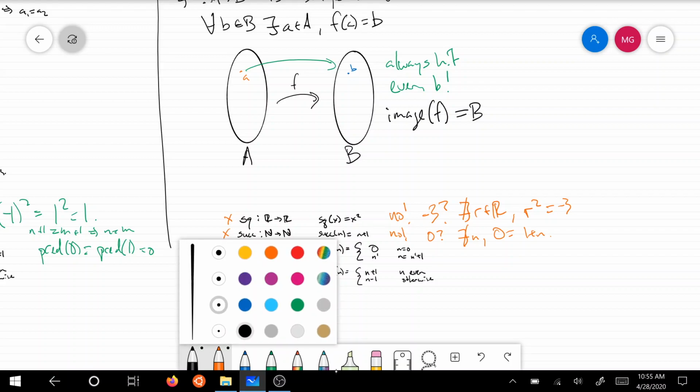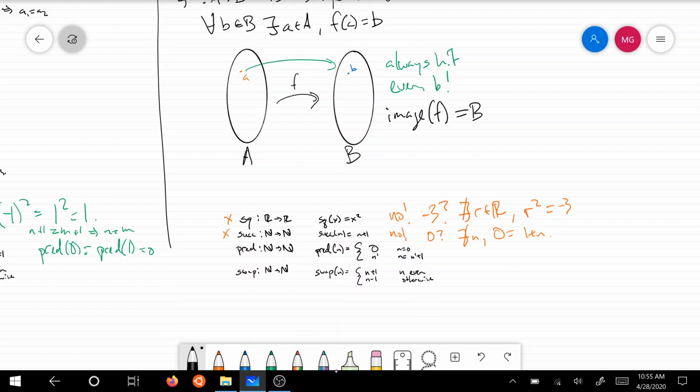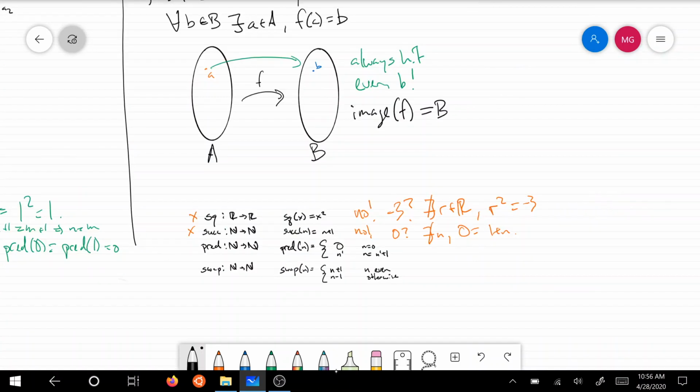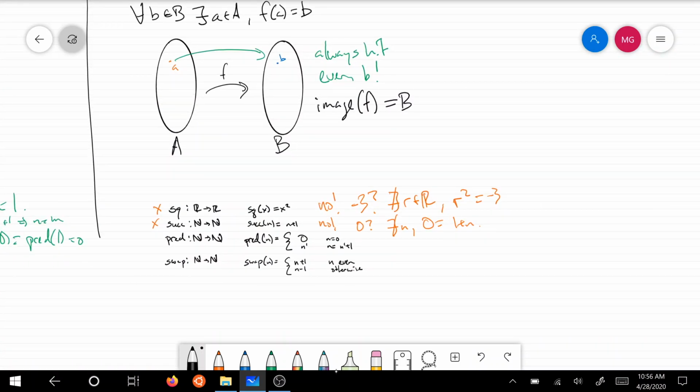What about predecessor, which for some reason looks like it's missing part of the letter P? Okay, so for predecessor, yes, absolutely. We can hit every possible number. You give me a number, I'll tell you how to get there. If it's 0, there are two ways, either from 0 or from 1. For any other number, just go one higher. So this one works.